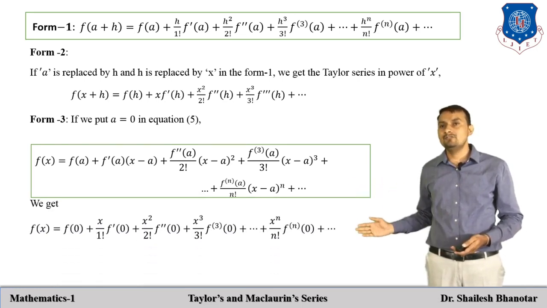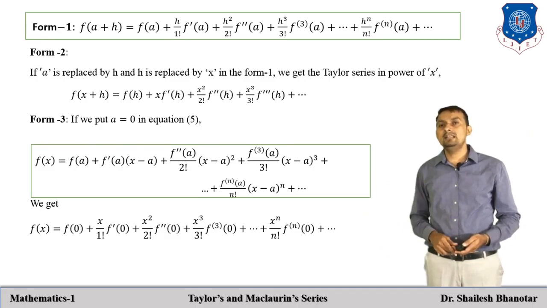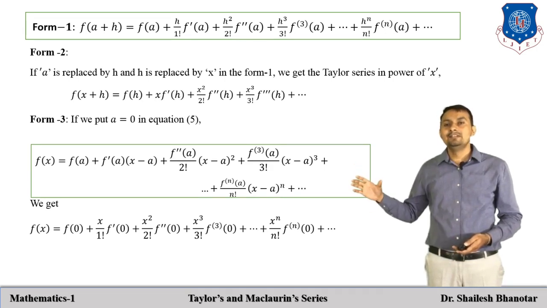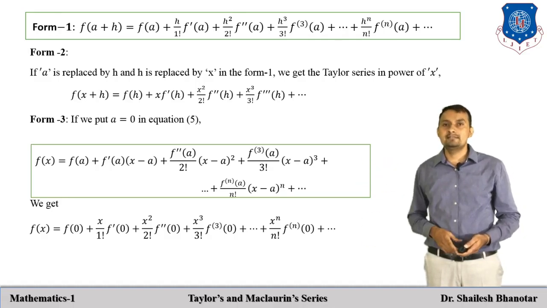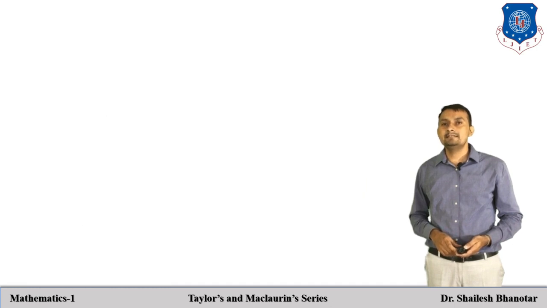So, this is our formula: f of x is equal to f of 0 plus x divided by 1 factorial f dash at 0 plus x square divided by 2 factorial f double dash at 0 plus, and so on. Suppose we are given any function. If we represent the Taylor series representation about 0, we call that the Maclaurin series. So, here this is the Maclaurin series.